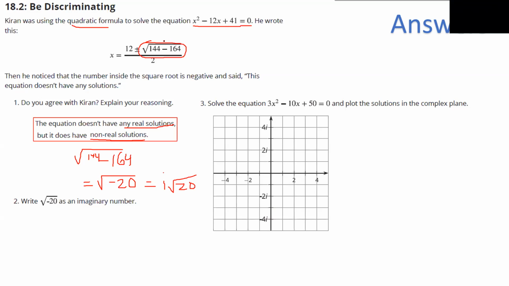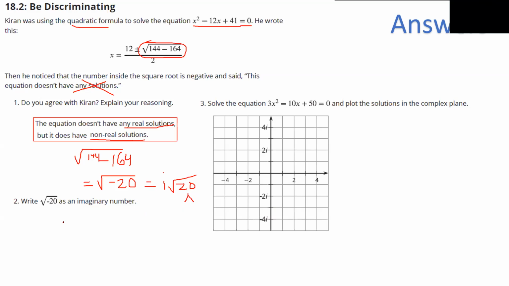So from now on, you're not going to say this does not have solutions. You can't say that no more. What you're going to say is it does not have real solutions, but it does have non-real solutions, which makes them complex solutions. Okay, so now you're going to get the opportunity to write the square root of negative 20 as an imaginary number. I kind of did it already here for you, but I want you to try to break this down and simplify it as best as you can. Go ahead and put your answer now.